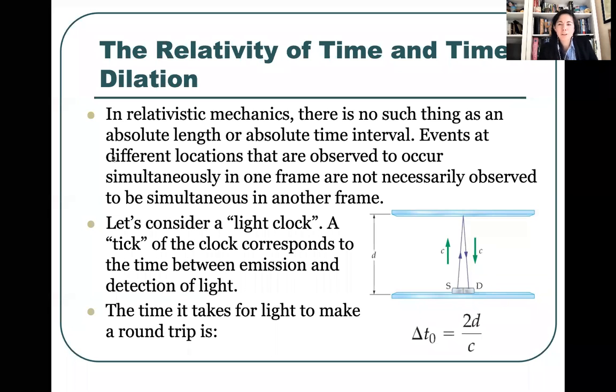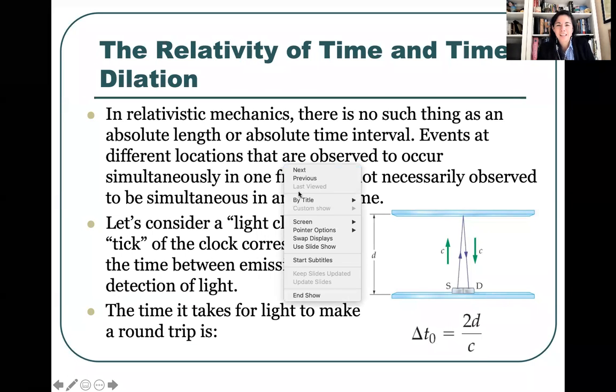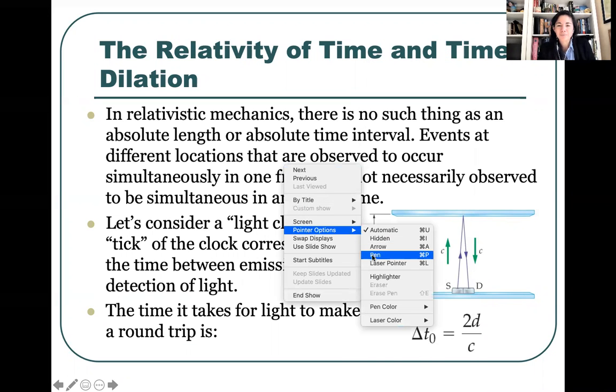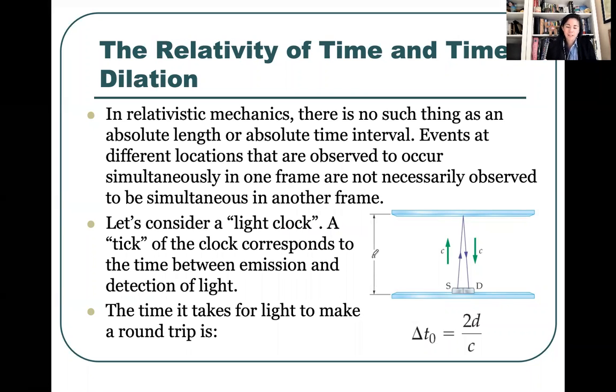All right, so now we're going to mess with our understanding of time. In relativistic mechanics, as it turns out, there's no absolute length nor absolute time intervals. In this video, we're going to focus on relativity of time and time dilation, and in the next video, we'll look at relativity of length.